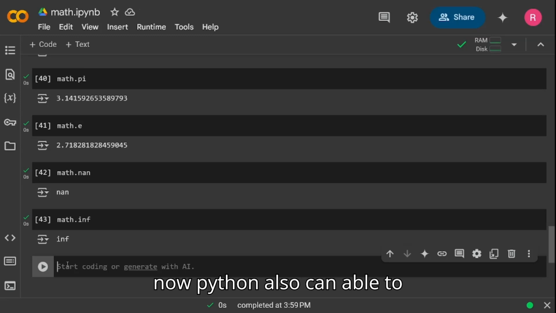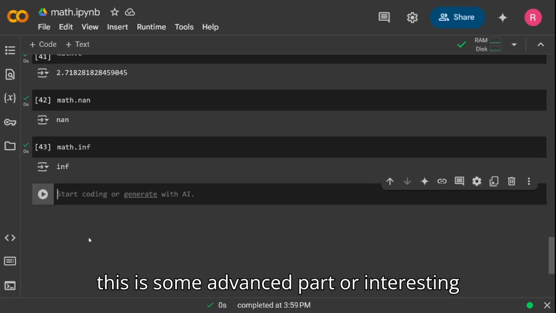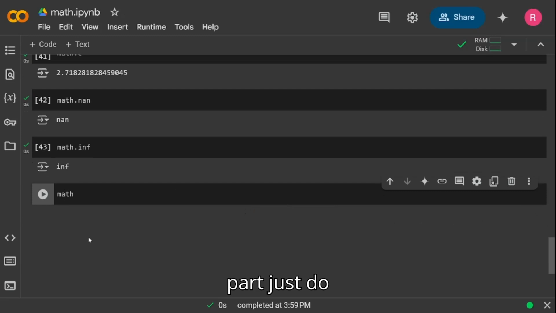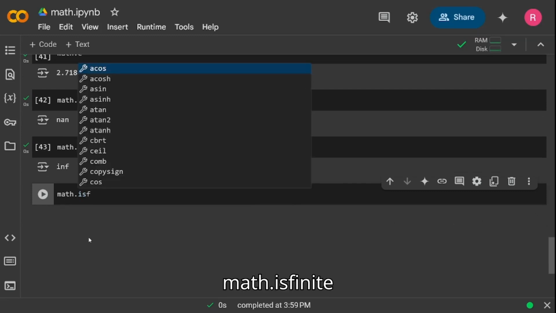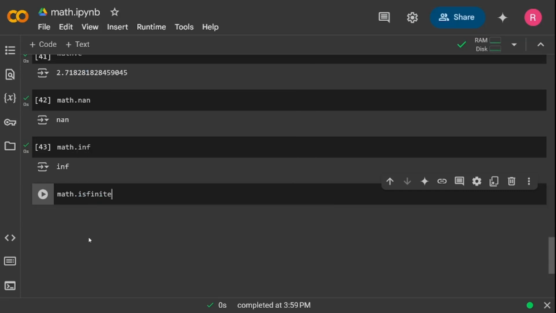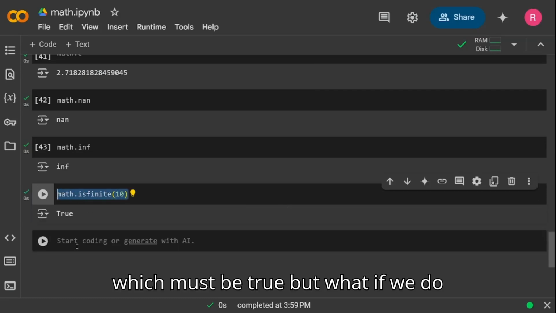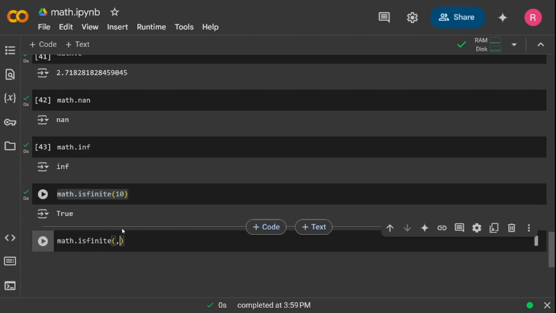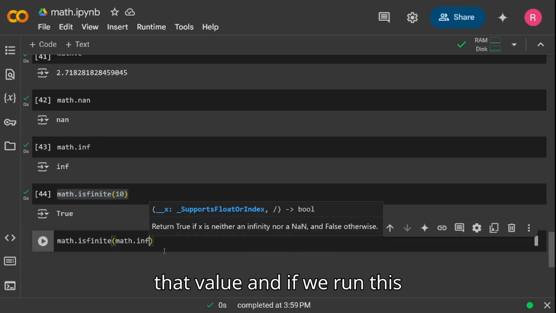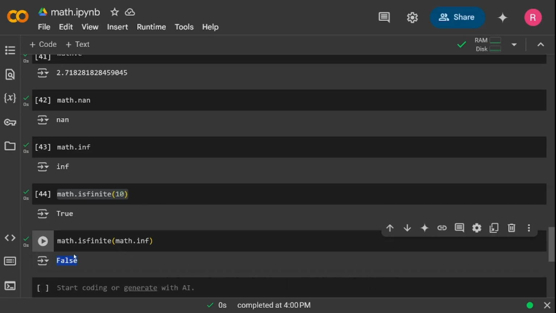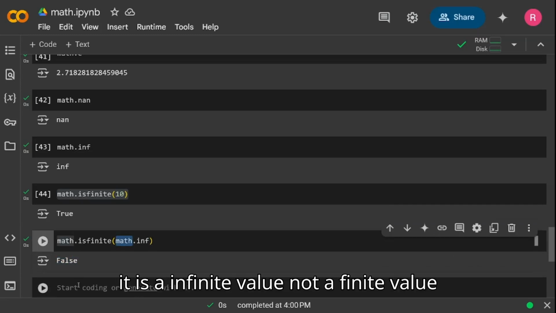Now Python can also check if a number is finite or not. Let's check it. This is an interesting part. Just do math.isfinite of 10. It must be true. But what if we add math.inf as the value and run it? It gives False, because it is an infinite value, not a finite value.